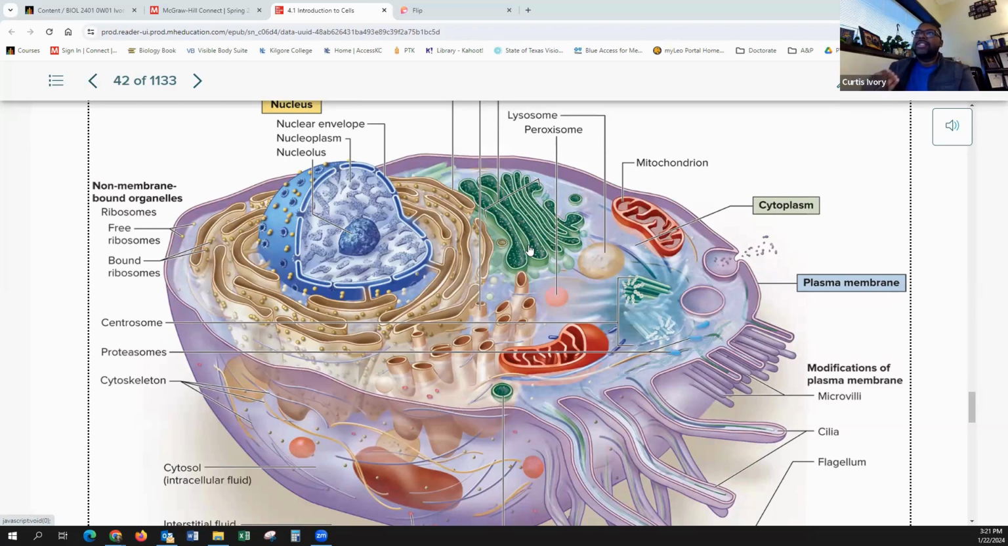Peroxisomes actually make what it sounds like: peroxide. It does kind of the same job as lysosomes, but it can break down other components. It especially has a role in apoptosis, which is cell death. So it helps break down a lot of things as well.